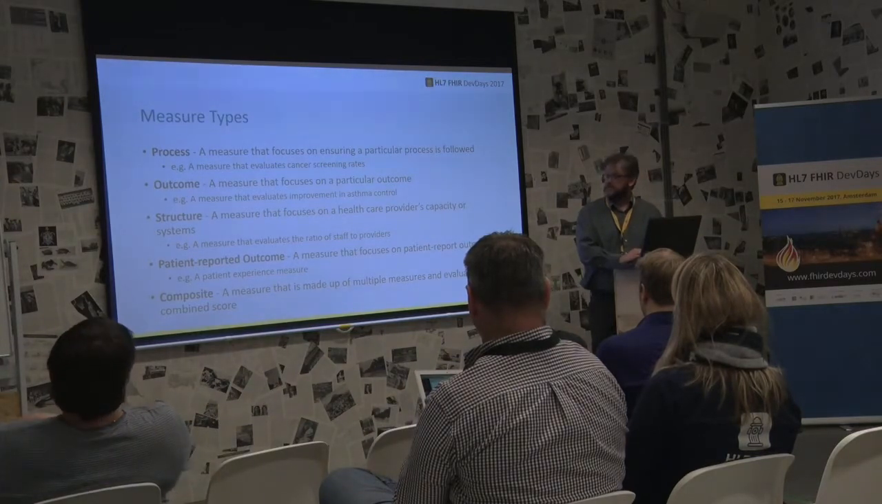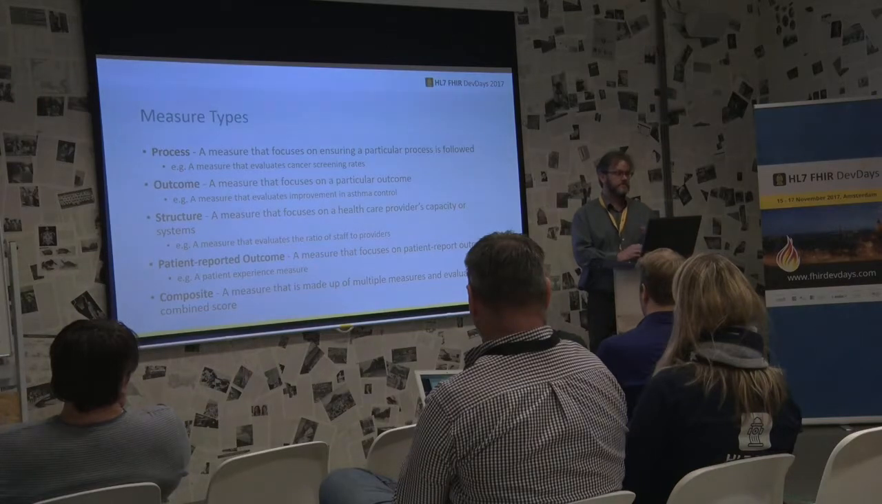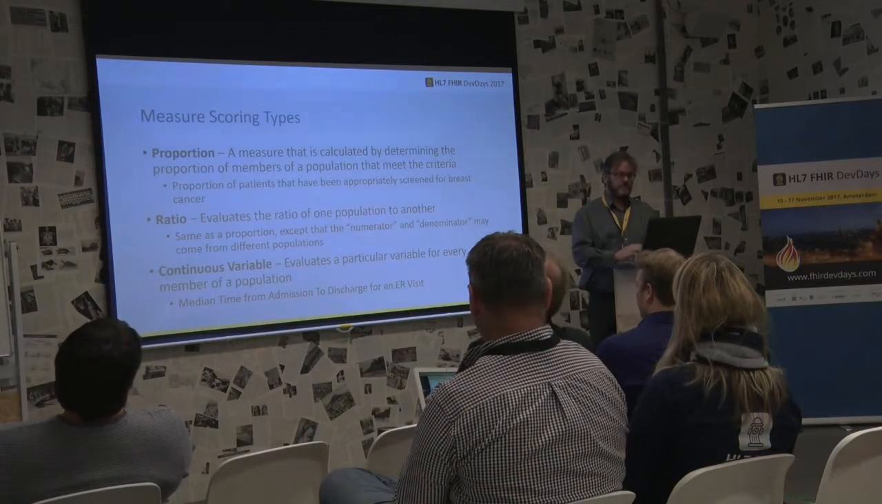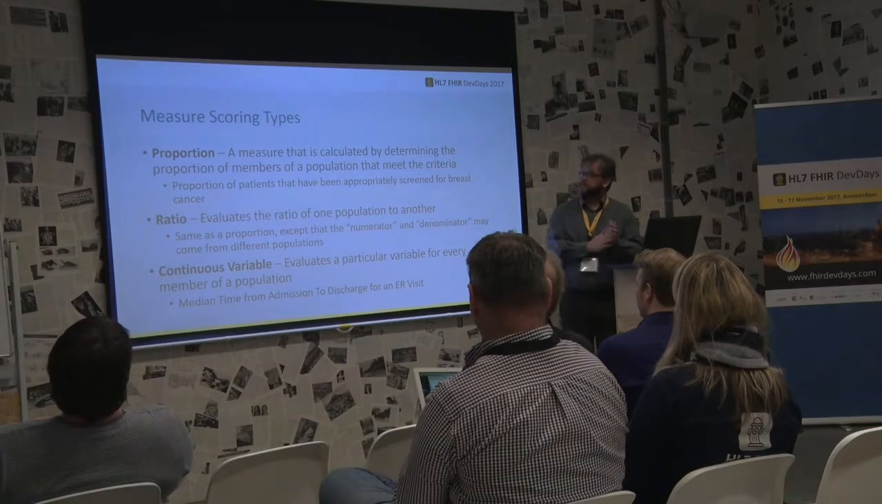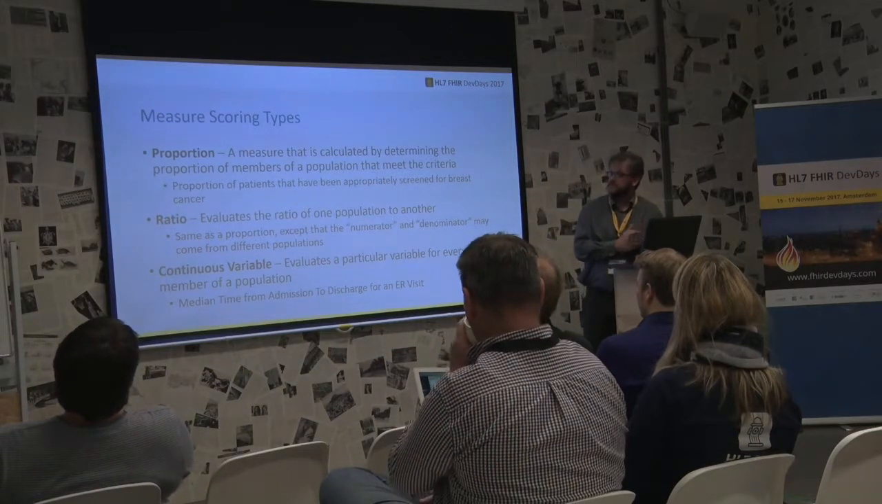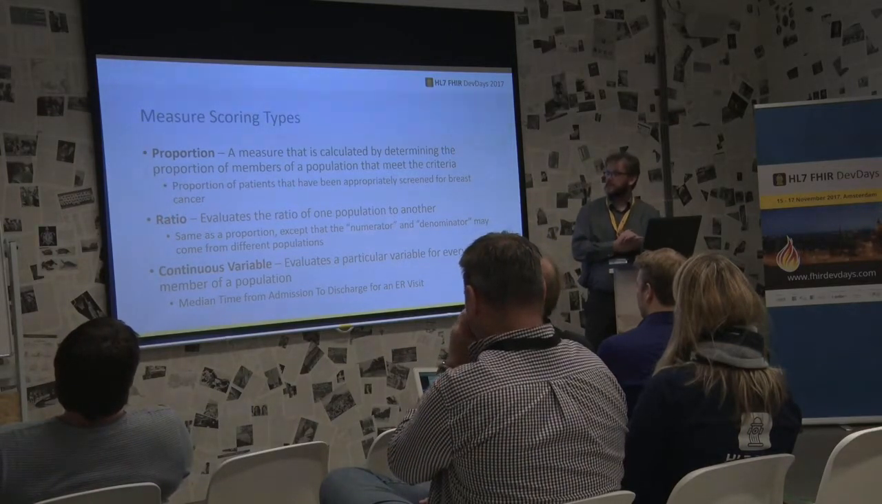And then a composite measure is one that is made up of multiple measures. So you have wellness assessments that take other measures and put them all together into a composite. Okay? Those are just different measure types that we can represent. So then measure scoring types. Proportion, ratio, and continuous variable are the most common at this point.